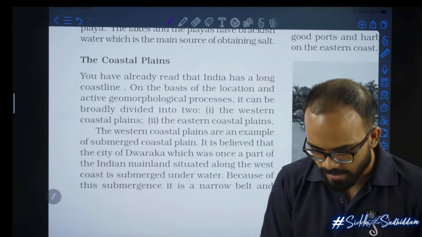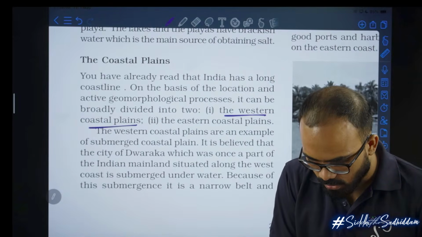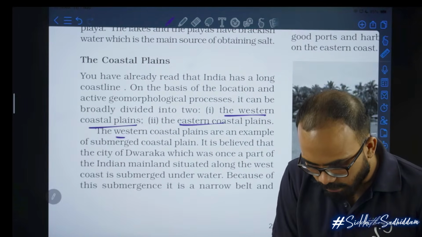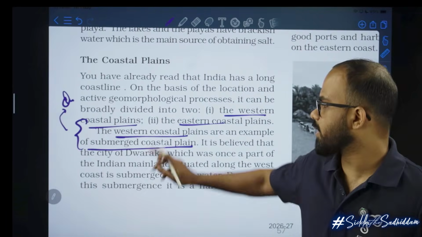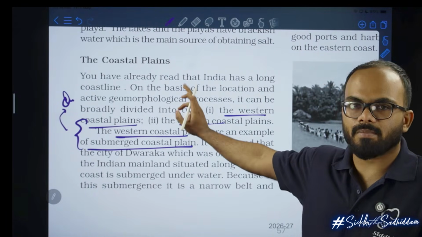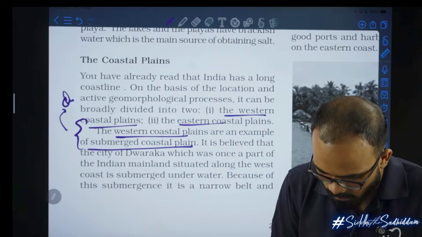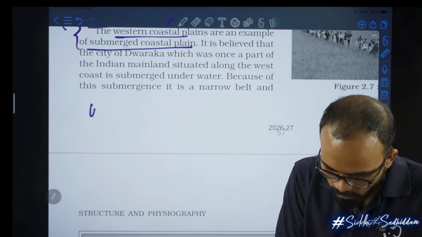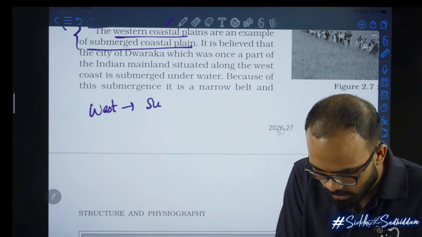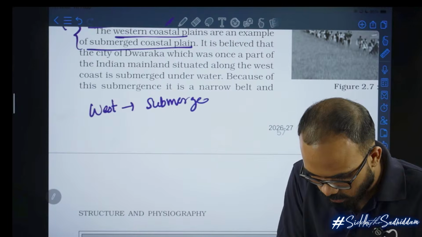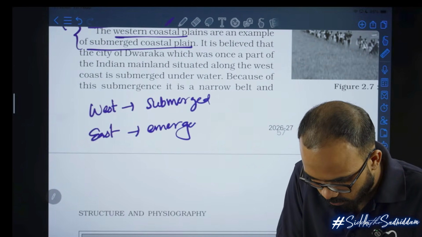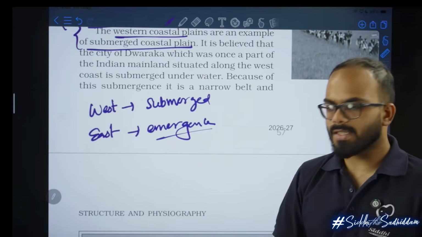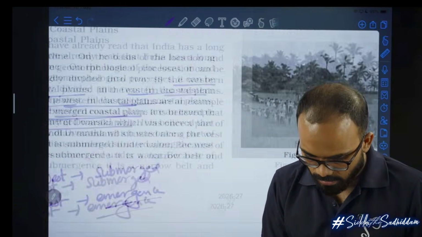Next is coastal plains. We have two different coastal plains, eastern coastal plains and western coastal plains. Western coast is a submerged coast. From this line there can be a question. Which coast of India is a submerged coast? West coast is a submerged coast. East coast is emerged coast, right?